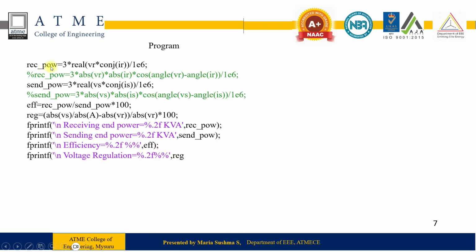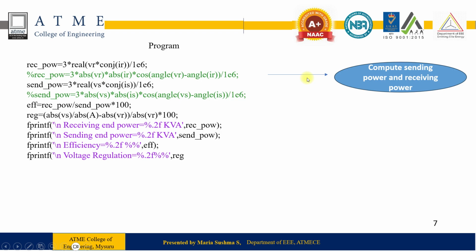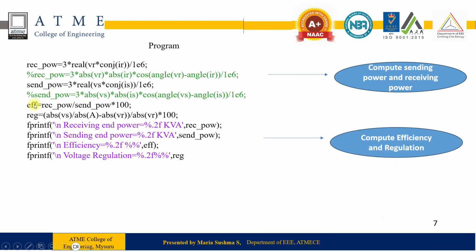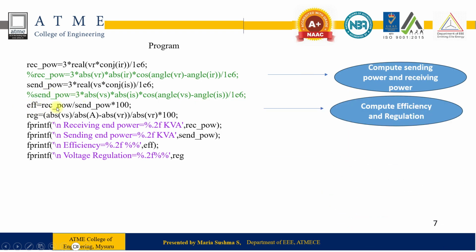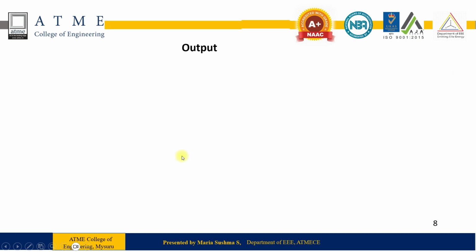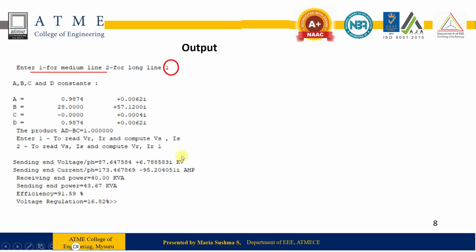Next we have the receiving end power equation and sending end power equation. Then we have the equations for calculating efficiency and regulation. Efficiency and regulation, you can just check. So ultimately we have the fprintf statements for displaying the results of sending end power, receiving end power, efficiency as well as regulation. So this is the expected output.